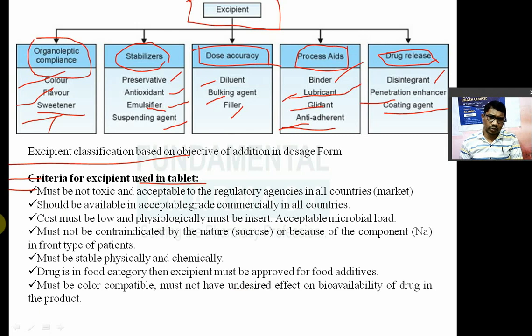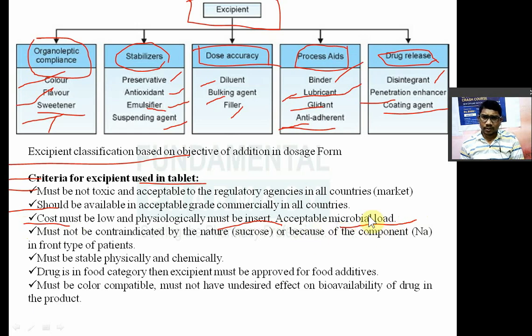Right, now it should be easily available, and available in acceptable grades commercially. So whatever grade you want to use, that should be available in all countries, right? The cost of this excipient must be low, and they must be physiologically inert. इनका कोई रोल नहीं होना चाहिए. It should be inert physiologically, and they should have an acceptable microbial load.